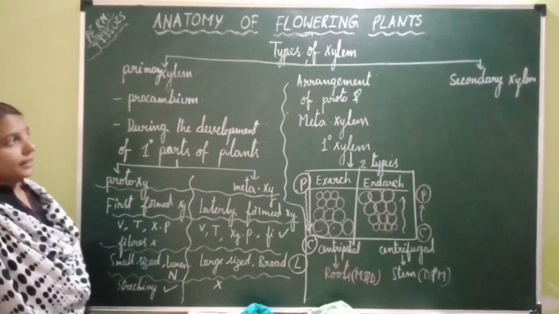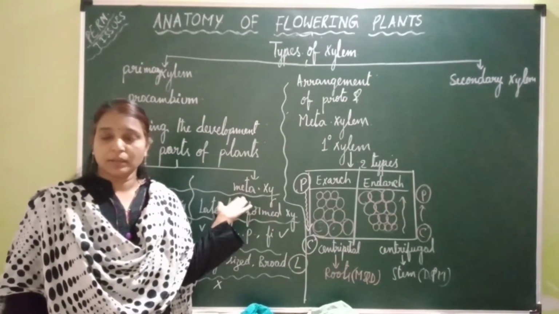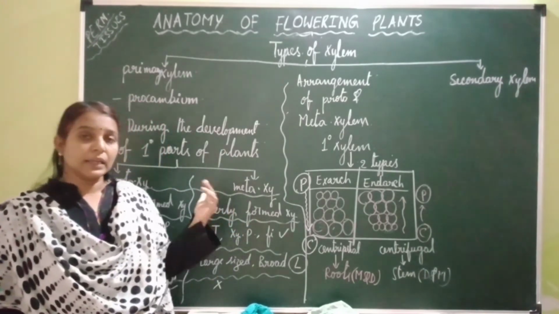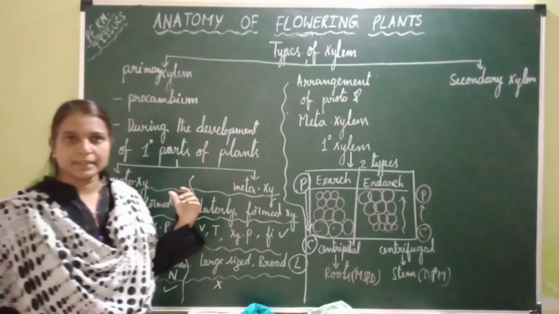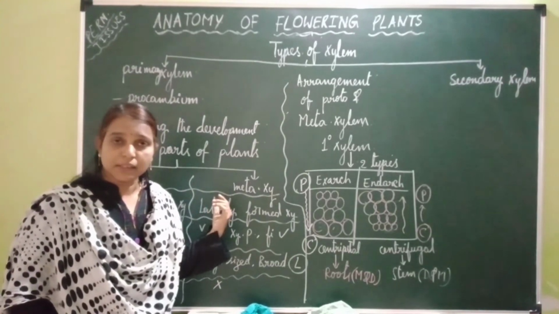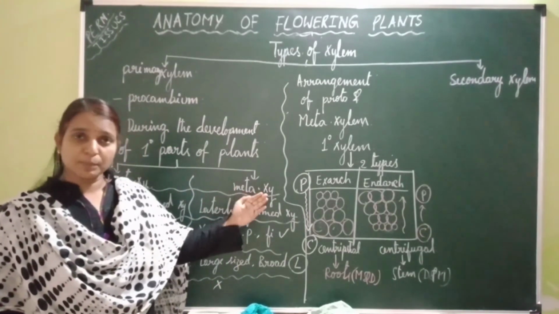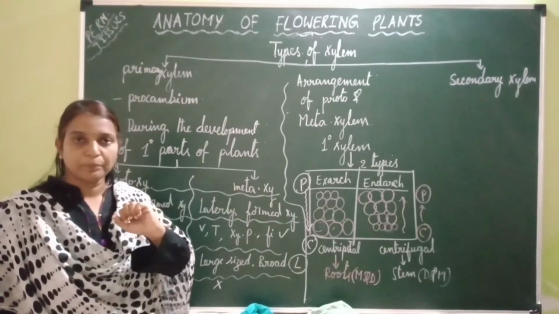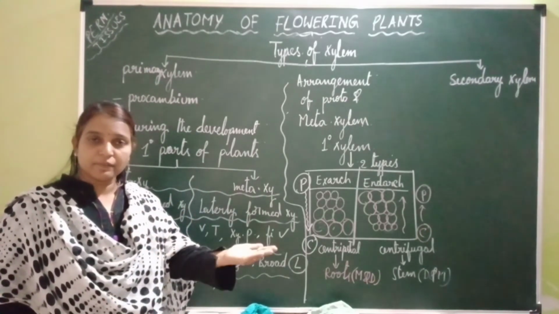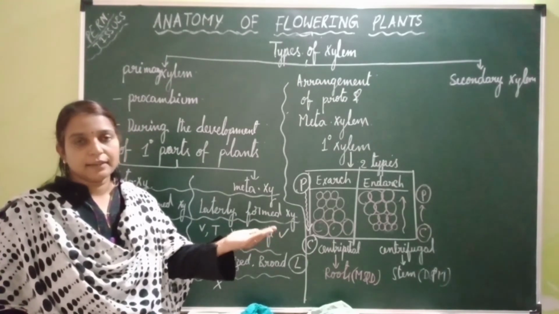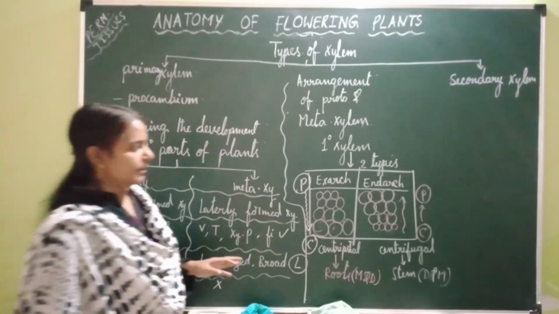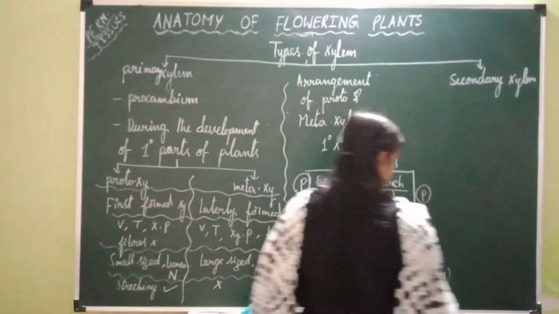Right. Based on the arrangement of proto and metaxylem, primary xylem is of two types. They are exarch type of xylem and endarch type of xylem. Exarch means if the protoxylem is towards periphery. You always remember about primary xylem protoxylem. If the protoxylem is towards periphery, that is exarch. If the protoxylem is towards center, that is endarch, right? Next, coming to secondary xylem.